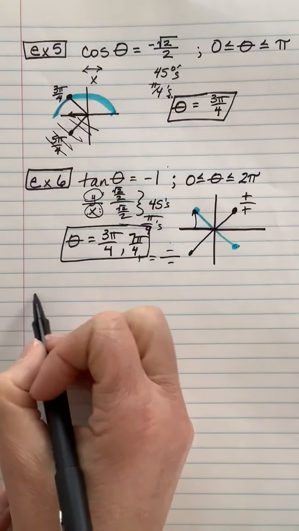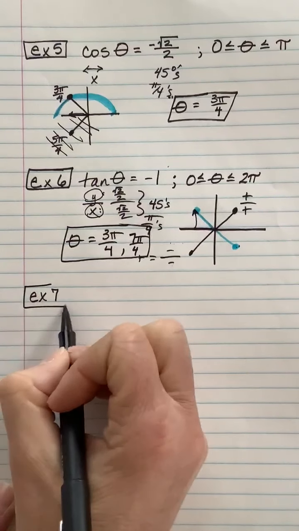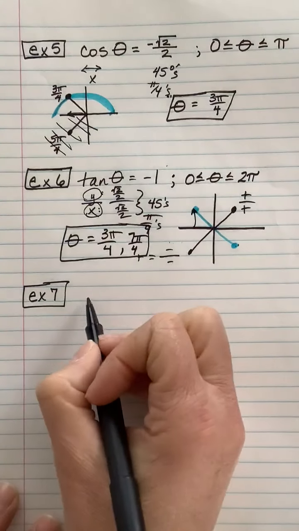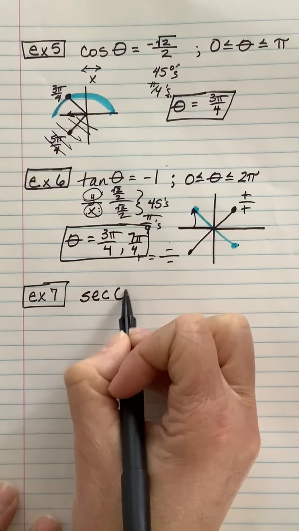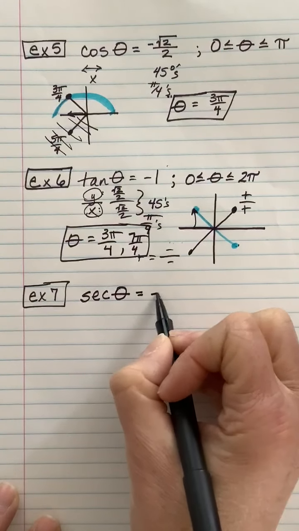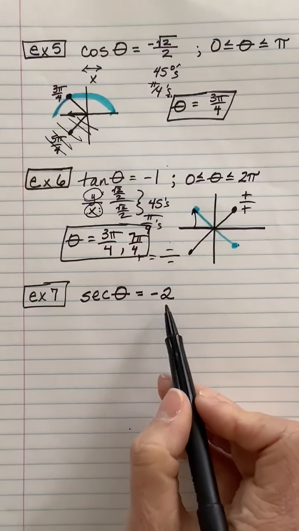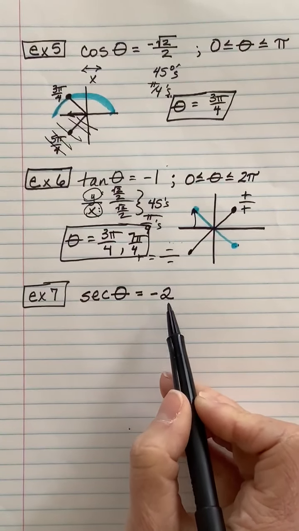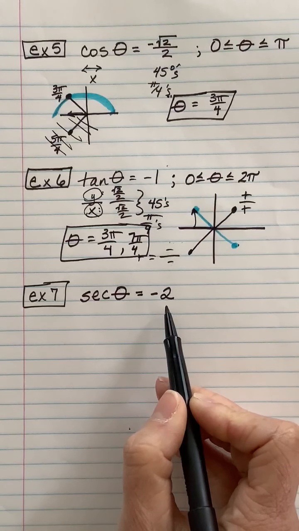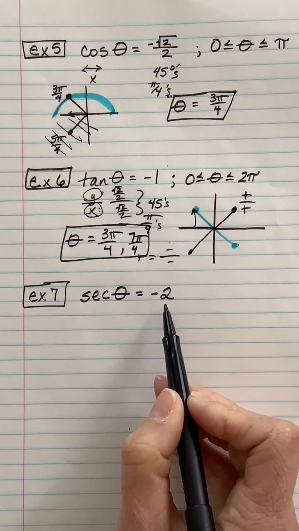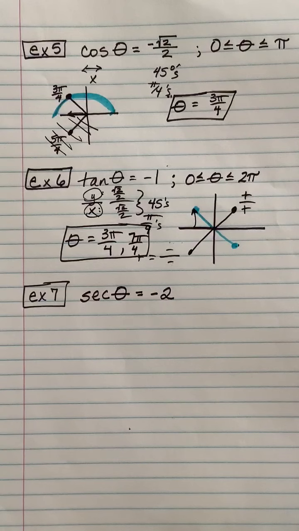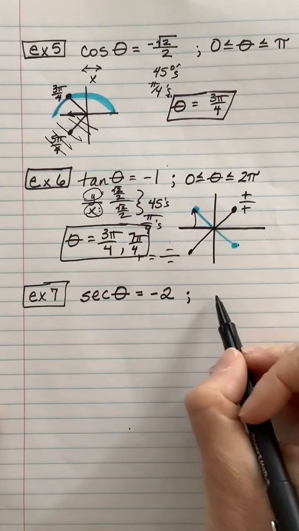All right, we've got one more to try. Example 7. What if I asked you for the secant of theta equals -2? Okay, well, when I see this, I immediately get a little bit uncomfortable, because -2 is not one of my ratio values on my unit circle. So I automatically think that I should probably skip this one. Just kidding. But you know that's what you think.